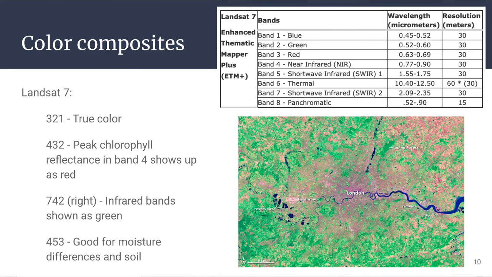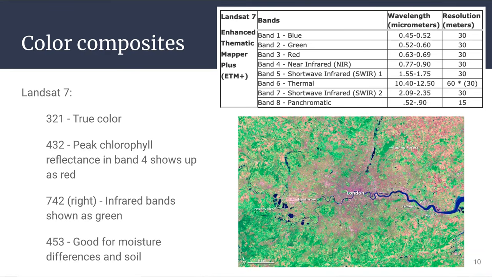742 is another common band combination. That's what's shown right here around London. This has infrared bands shown as green. So you end up with that 4, that near infrared, in the green slot in the visualization software. That makes the vegetation appear as bright green, but you're not actually visualizing green, you're visualizing near infrared as green. With 742, band 7 is also shortwave infrared, which is a slightly longer wavelength than the near infrared, further away from the visual part of the spectrum.